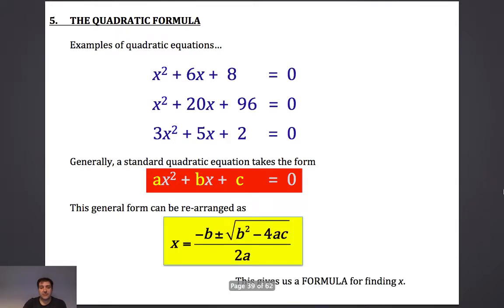That can be rearranged as x equals minus b plus or minus square root b squared minus 4ac all over 2a. So those two things, the thing in the red box and the thing in the yellow box, are basically the same thing. One is just a rearrangement of the other, but the one in the yellow box is useful because it tells you what x is. So you just need to plug in the numbers that are in front of x squared and x and the number on the end, the a, b and c, and you get the solution. You get what x is that solves the equation. So it gives us a formula for finding x.